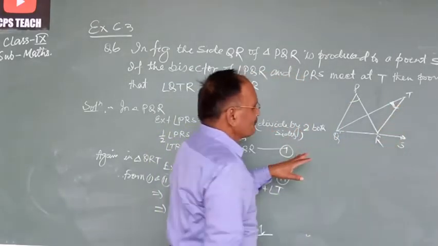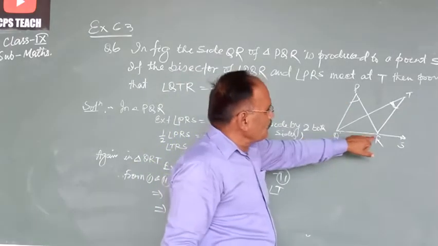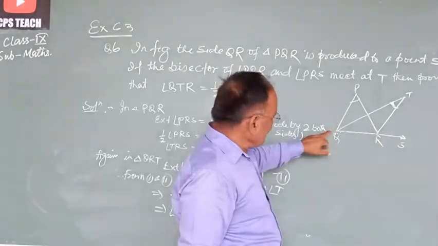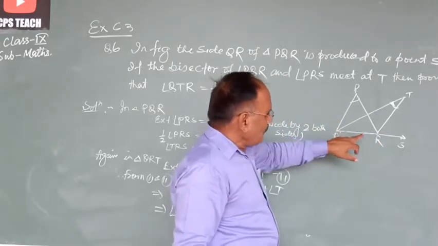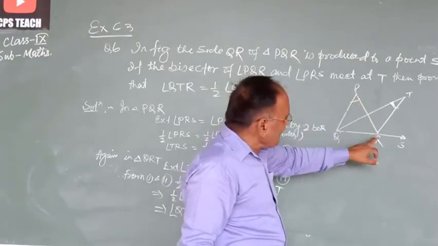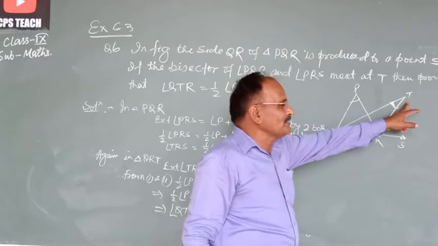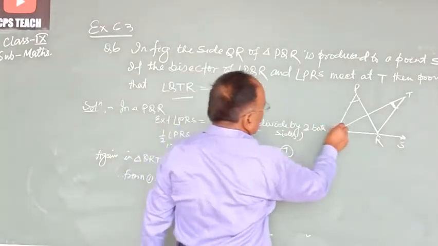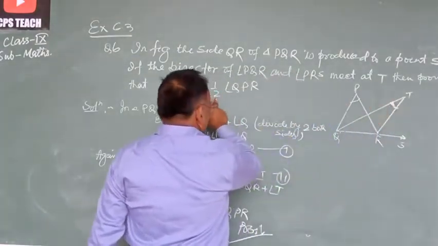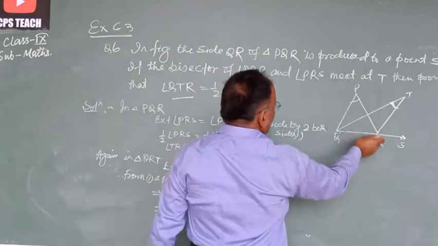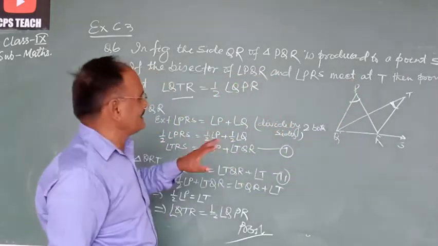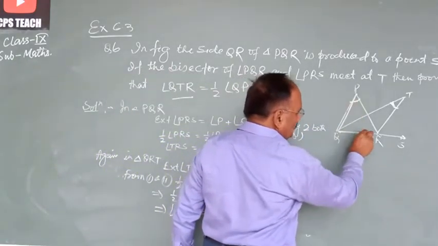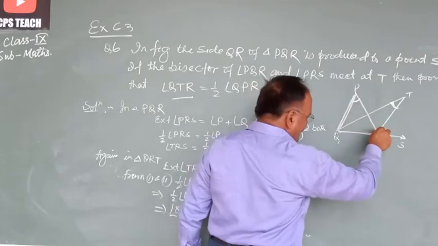This is clear. इस त्रिभुज PQR में QR आधार को हम S तक बढ़ाए हैं और एंगल Q का बाइसेक्टर और इस PRS का बाइसेक्टर दोनों एक बिंदु T पर मिल रहे हों, तो हमें सिद्ध करना है कि एंगल QTR, this angle is equal to 1/2 angle QPR. यही सिद्ध करना है। सबसे पहले हम एक ट्रायंगल उठाते हैं, triangle PQR.